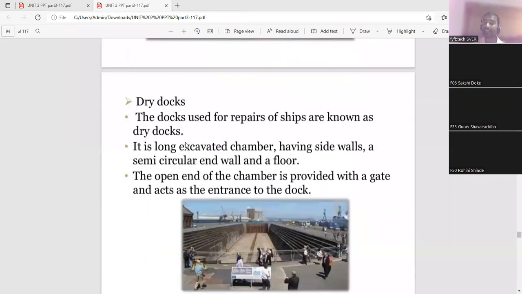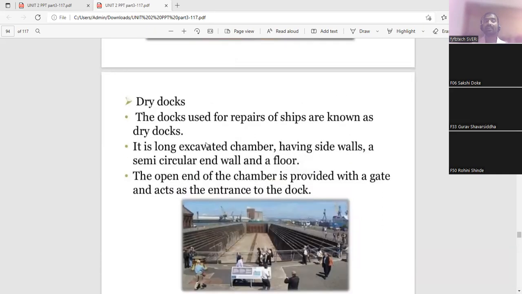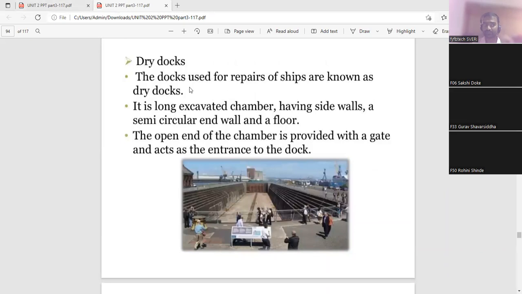Now when there is a repair of the ship, during repairing, is water necessary surrounding the ship? Is it required? No, sir. So I have to remove the entire water from the dock, and then do the repair of the ship, that is the boat. Such a particular dock is called a dry dock. Dry docks are the docks used for the repair of ships.